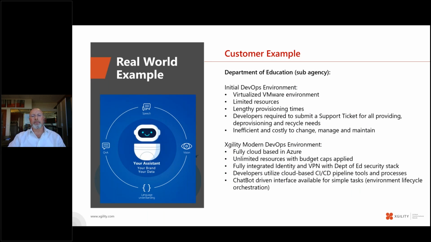So let's dig into a customer example, which I think is really the most important part to share with you today. I think it's the most interesting because it's a real world situation where we've put this technology to use. So Xgility was bidding on a solicitation with the Department of Education, a sub-agency in it. And it was an O&M contract for a platform that we do a lot of work around. And one of the areas of the contract solicitation included support for 30 software developers.